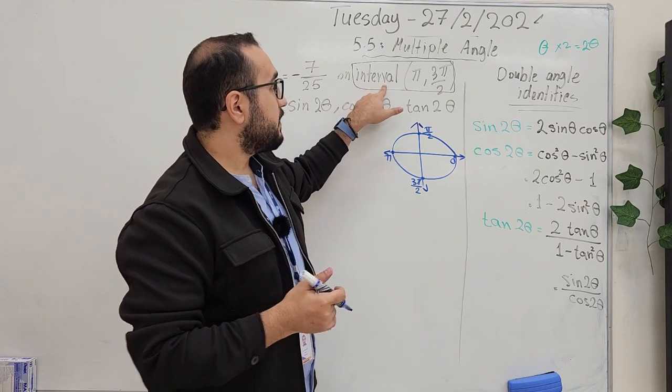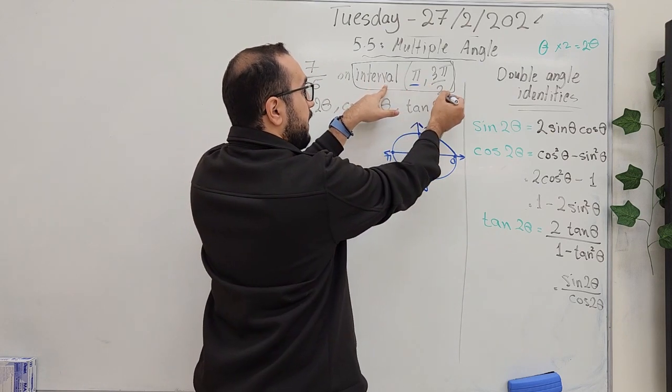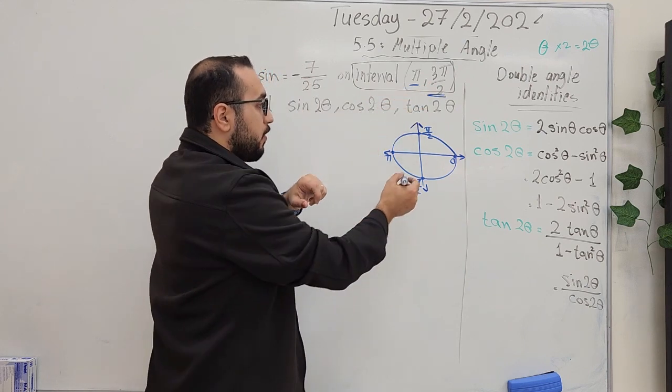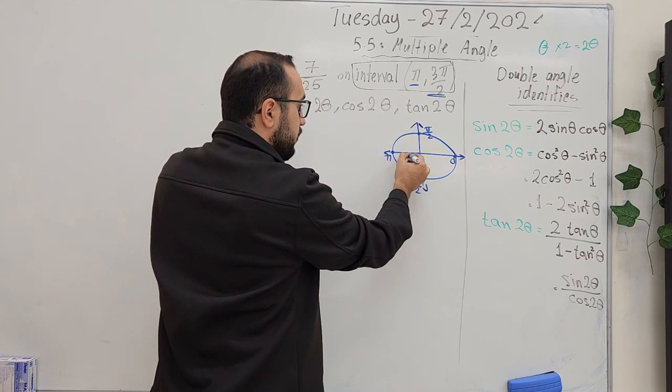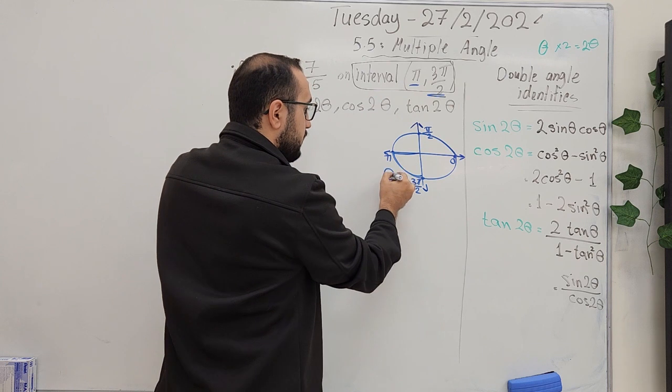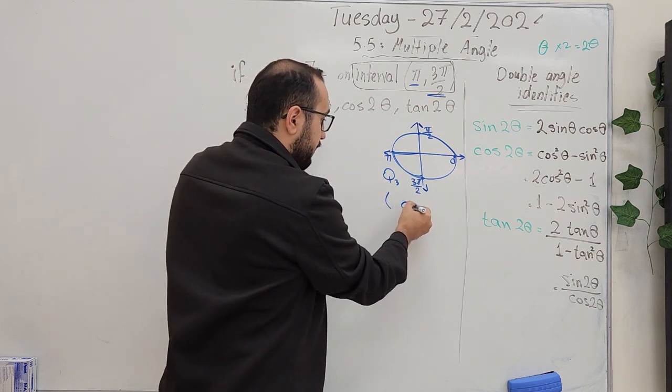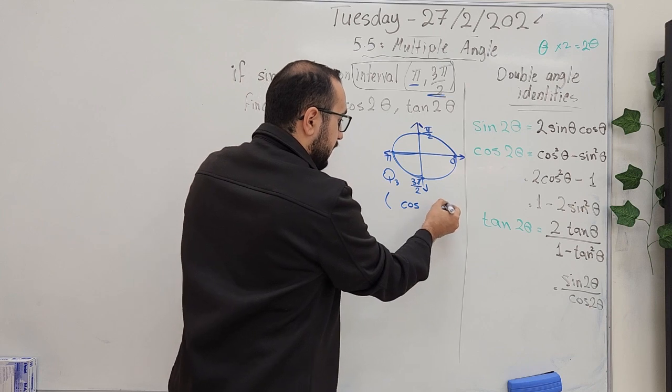The interval is saying from pi to 3 pi over 2. That means we are talking about which quadrant? This is quadrant 3. In quadrant 3, we have cosine and sine, right?